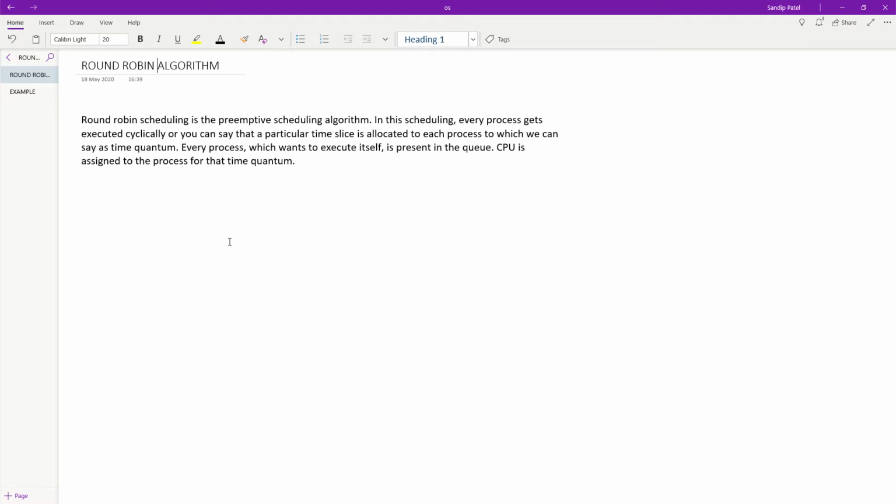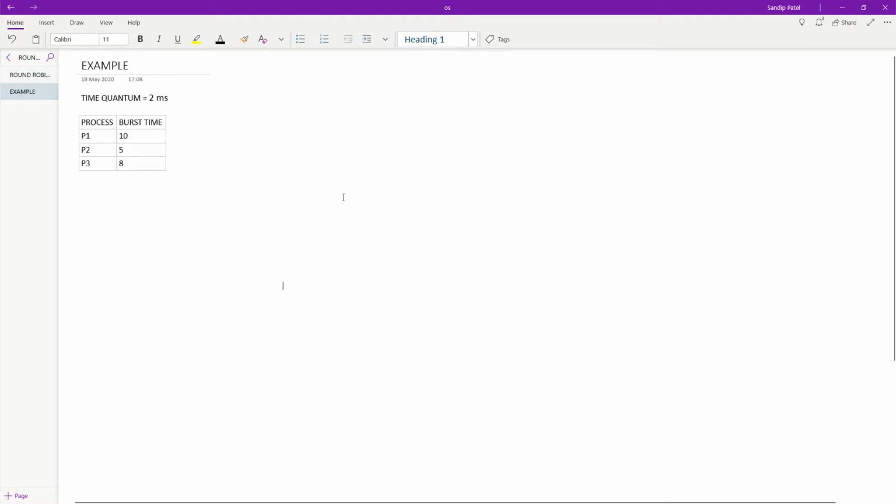So we'll start with the example next, that is the first example. Look at this example for the round robin scheduling algorithm, right? In this example you can see how many processes there are: the processes P1, P2, P3, right? You can see the burst times that are given, that is 10, 5 and 8 respectively.